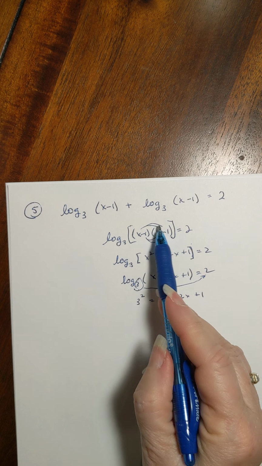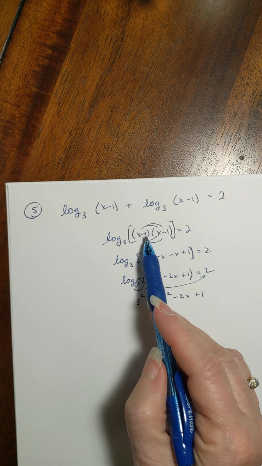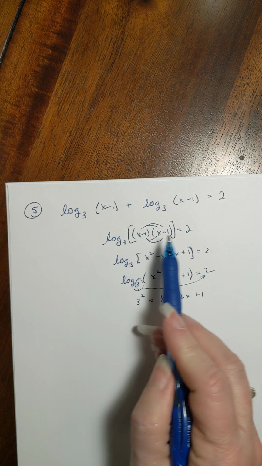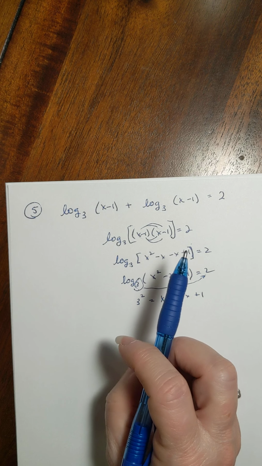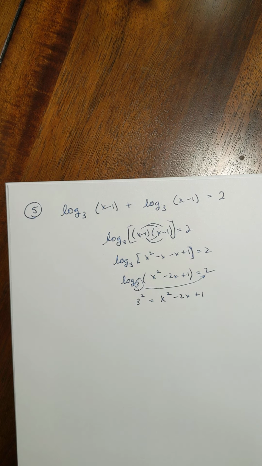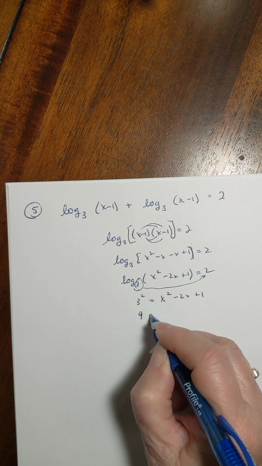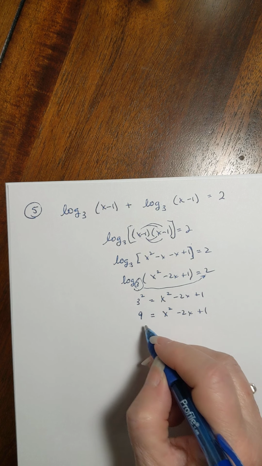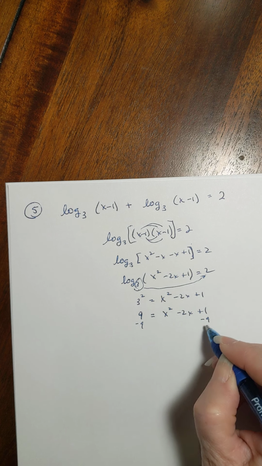By the way, if you notice that this is a perfect square, you can leave it as x minus 1 squared, and you can work it like that and do the square root method. But most of y'all aren't going to see that, so that's why I'm working it this way. So this would be 9 is equal to x squared minus 2x plus 1, and subtract the 9.